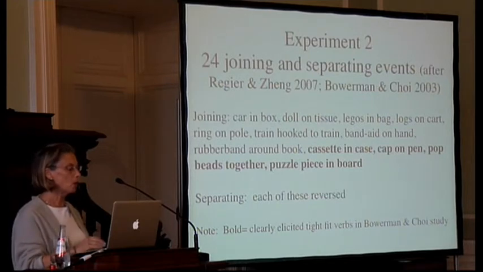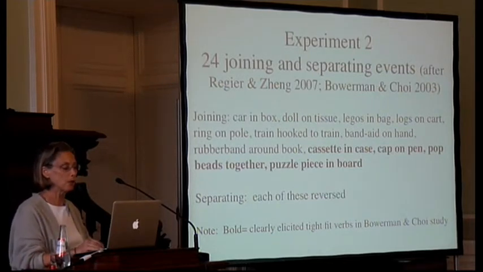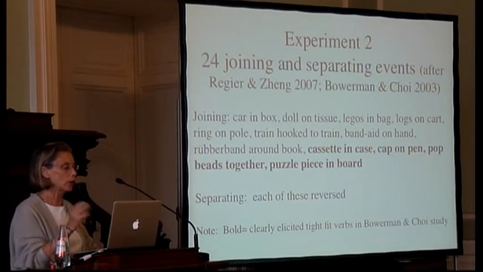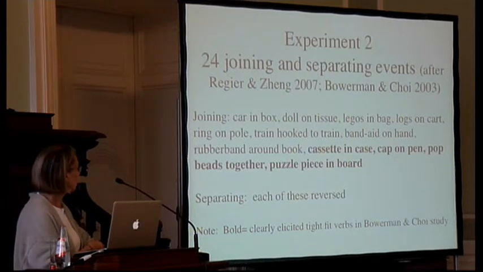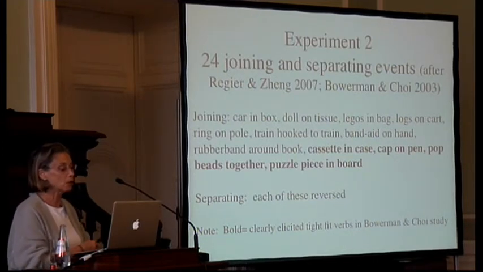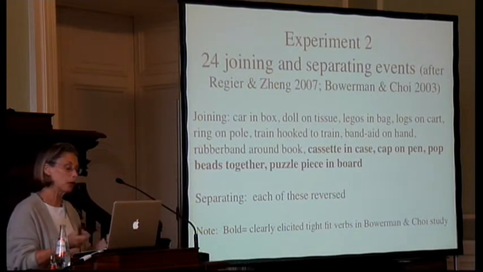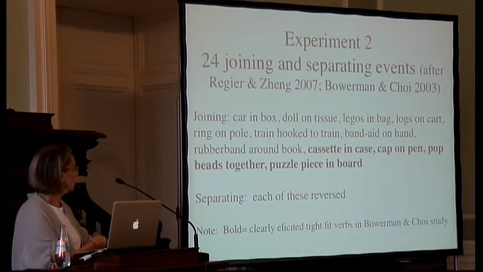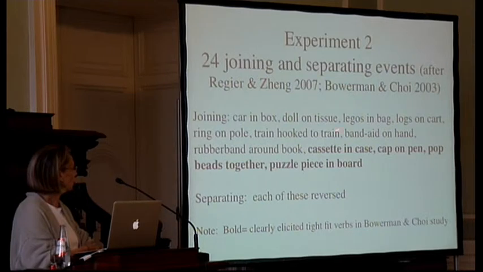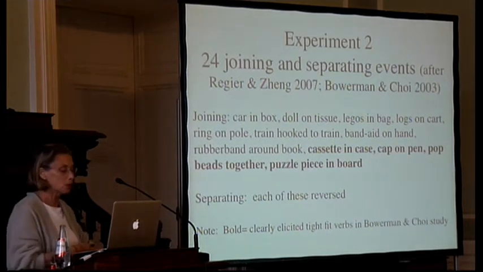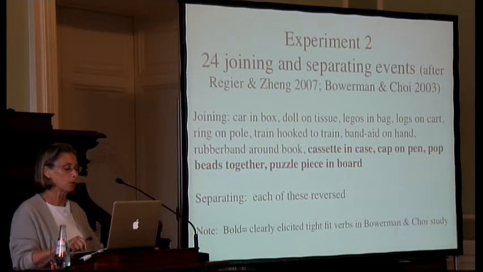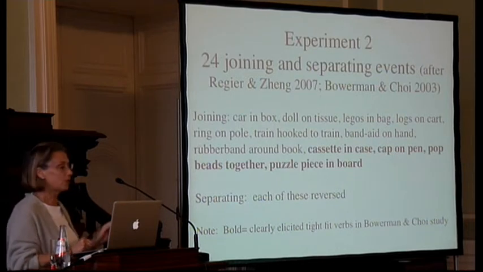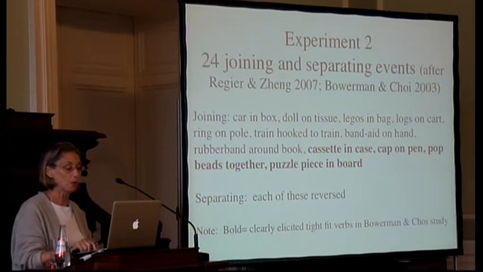Experiment 2, which was the follow-up, was 24 joining and separating events that followed on the Bowerman and Shea work and also on Rigier and Zheng's work, who used the same stimuli as Bowerman. These events were joining events such as car in the box, putting a doll on a tissue, putting Legos in a bag. And then there were a set of bolded items which all elicited tight-fit verbs in Bowerman and Shea's study: cassette in a case, a cap on a pen, pop beads together, and a puzzle piece in a board, all things that would be tight-fitting. So we used those 12 events, and then we did the reverse for separating.